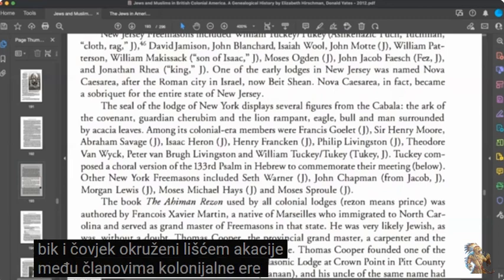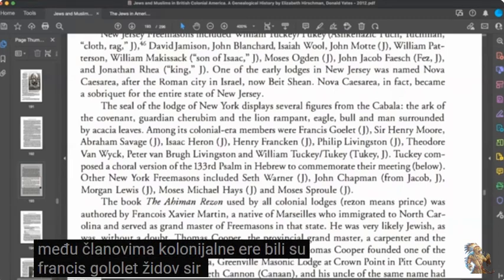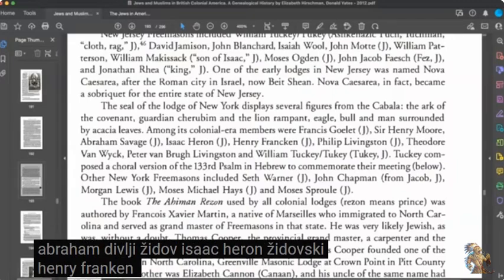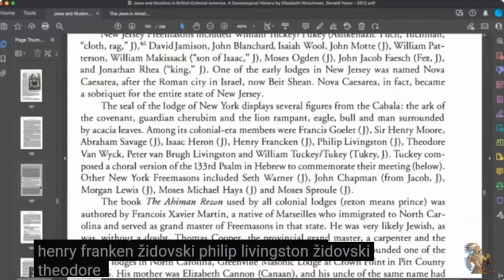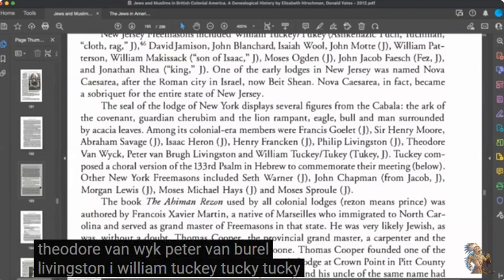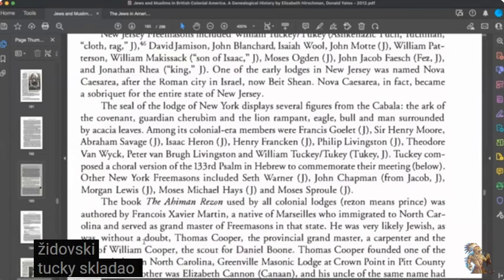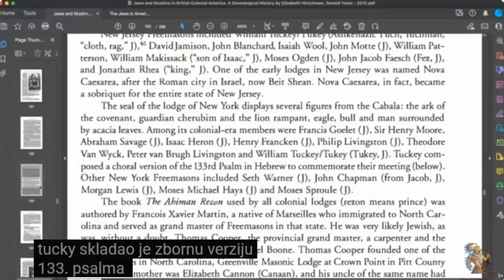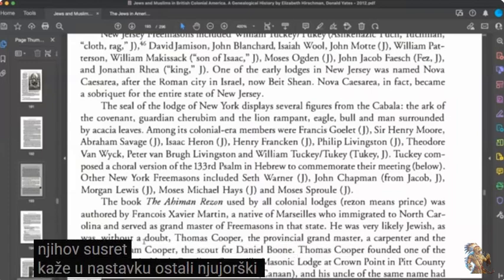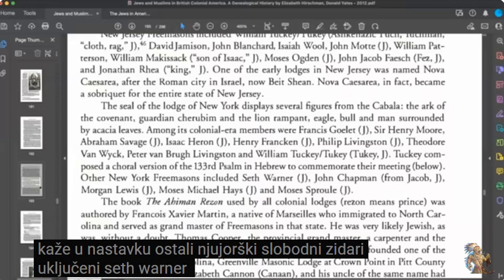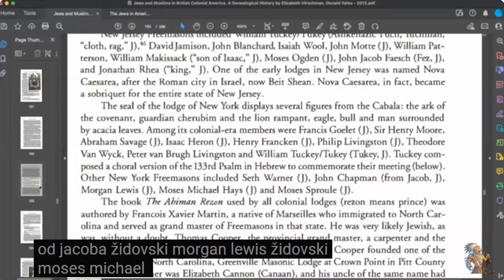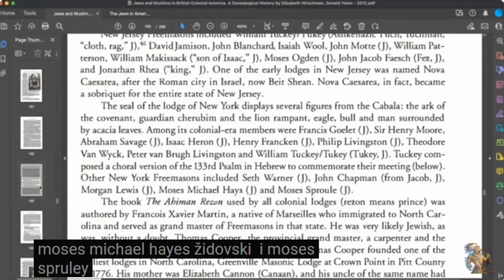Among its colonial era members were Francis Goelet, Jewish, Sir Henry Moore, Abraham Savage, Jewish, Isaac Heron, Jewish, Henry Franken, Jewish, Philip Livingston, Jewish, Theodore Van Wyck, Peter Van Brugh Livingston, and William Tuckey, Jewish. Tuckey composed a choral version of the 133rd Psalm in Hebrew to commemorate their meeting. It says below, other New York Freemasons included Seth Warner, Jewish, John Chapman from Jacob, Jewish, Morgan Lewis, Jewish, Moses Michael Hayes, Jewish, and Moses Spruley, Jewish.